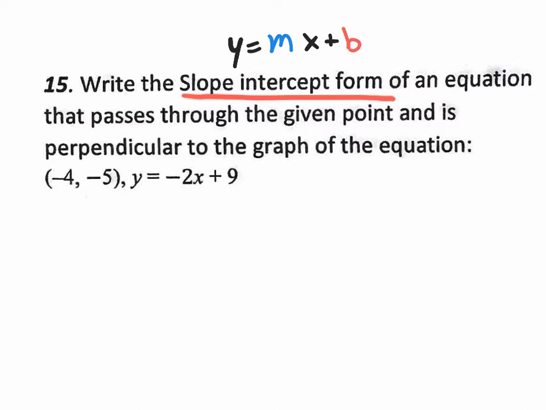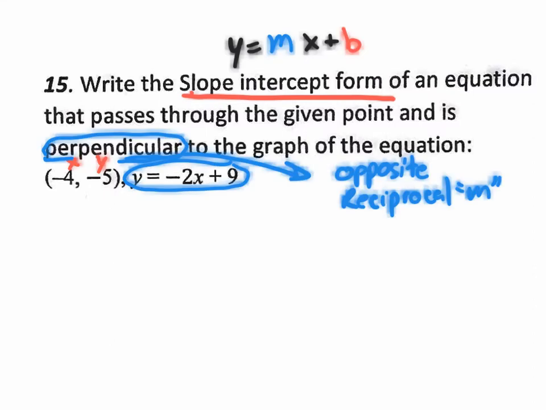But how are we going to write this equation? They tell us that it passes through a certain point. And the point they give us is the coordinate -4 and -5. And then they tell us something else. They tell us that our line is going to be perpendicular to the line that they give us right here. Now, perpendicular means negative or opposite reciprocal slopes.